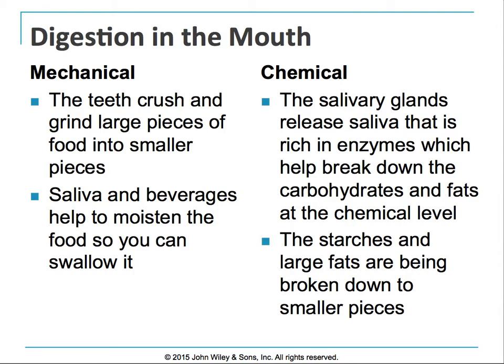Chemical digestion. The salivary glands release saliva that is rich in enzymes, which help to break down the carbohydrates and fats at the chemical level. The starches and large fats are being broken down into smaller pieces. So while the mechanical digestion in your mouth works on carbs, fats, and proteins, the chemical digestion is only for carbohydrates and fats, right? Proteins do not undergo chemical digestion in the mouth.